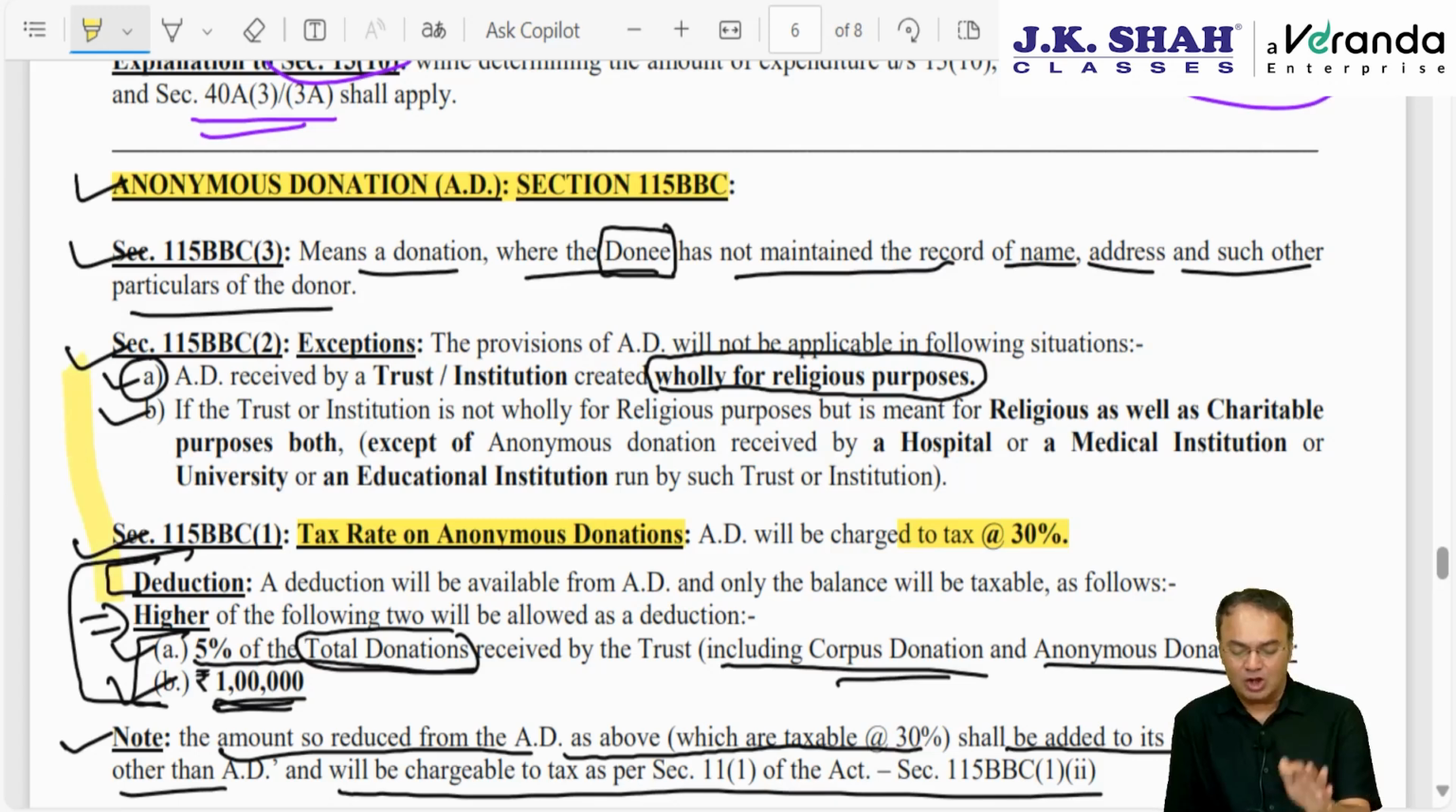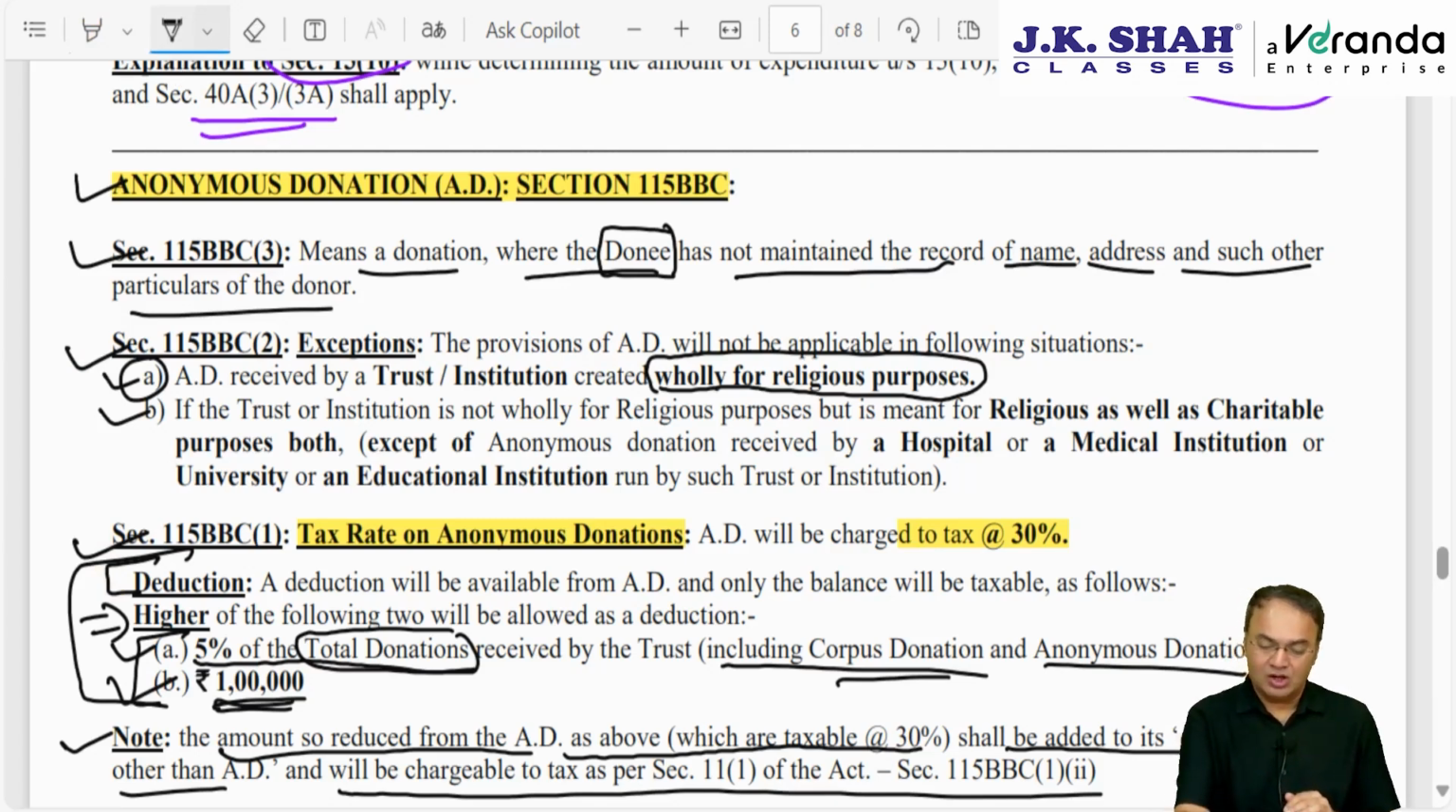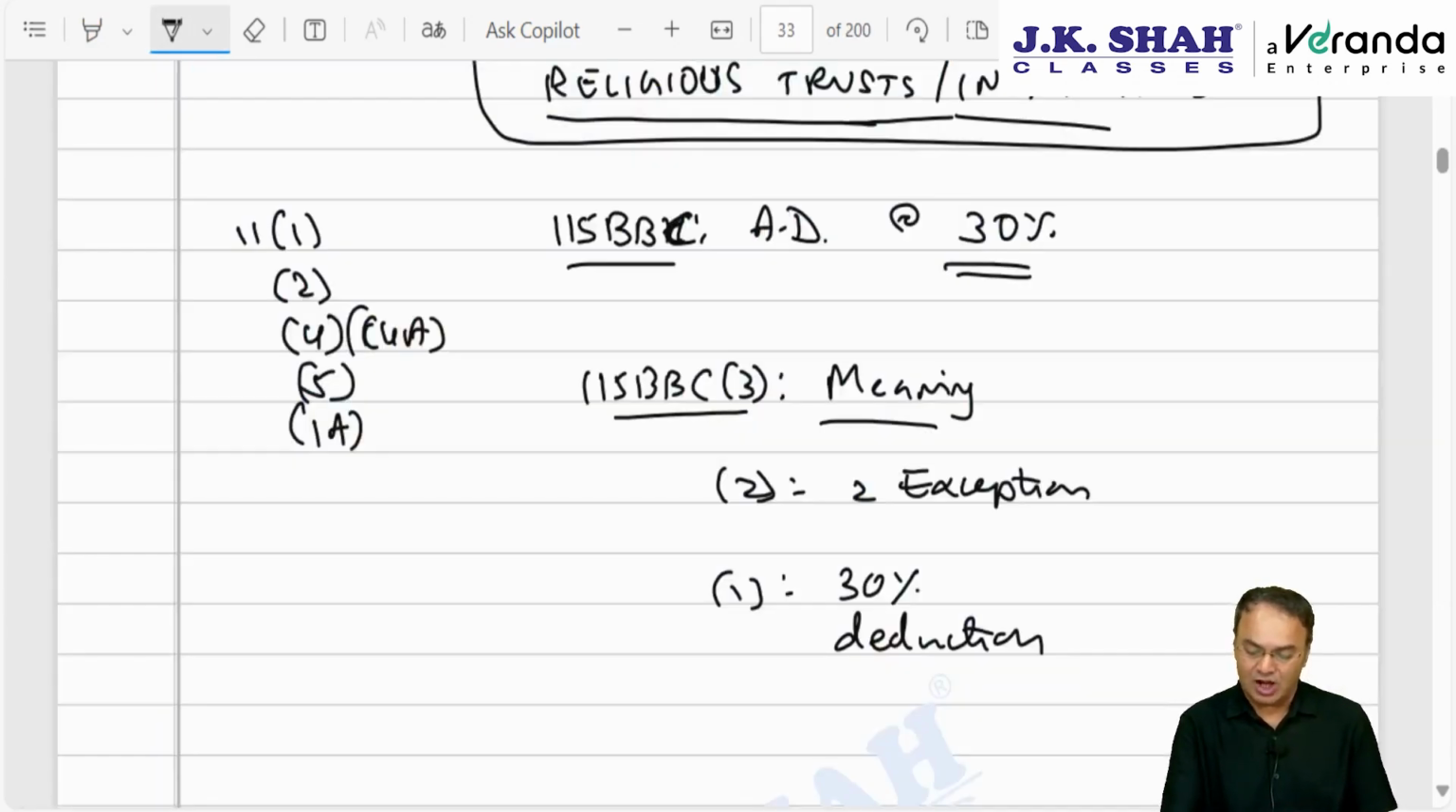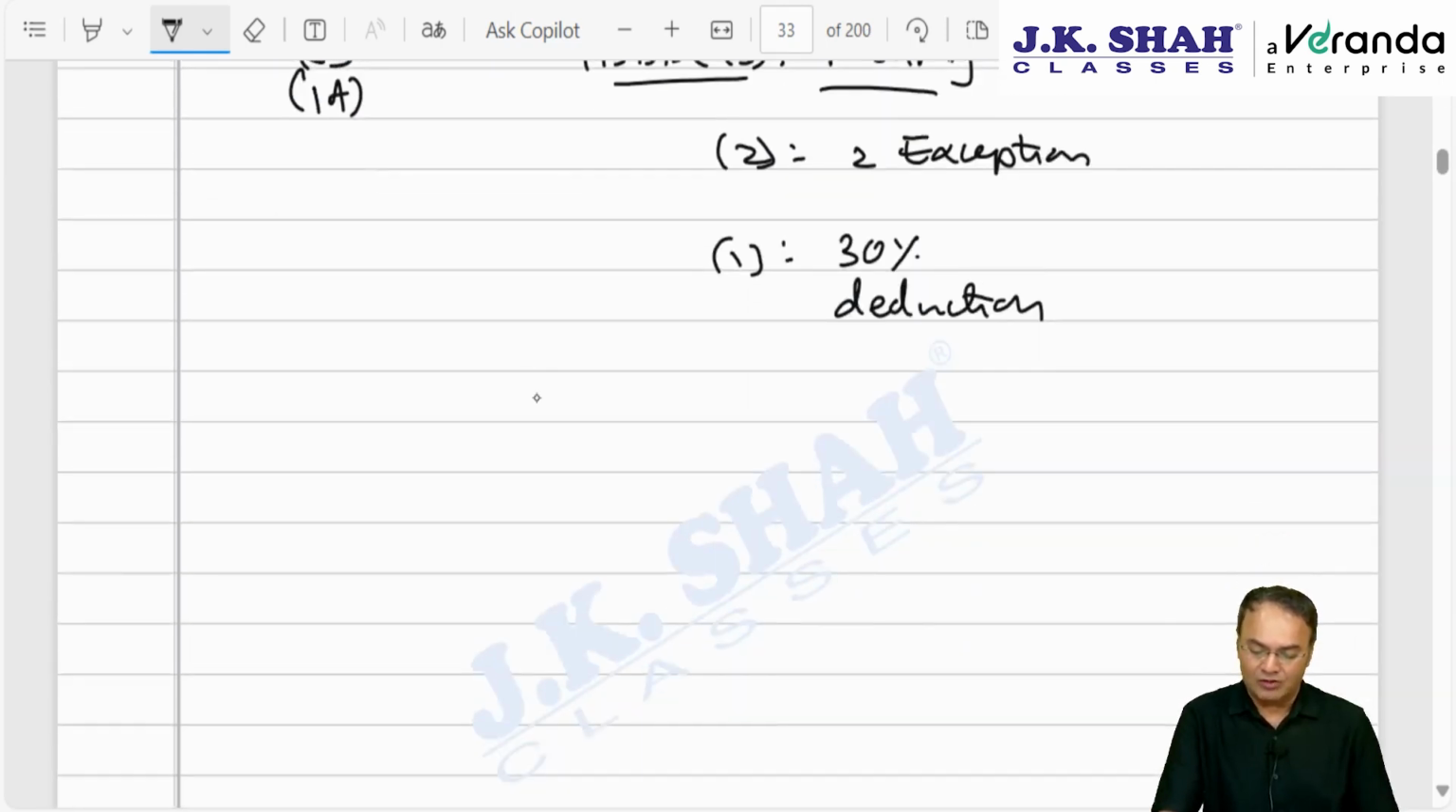It has to be there. Corpus donation will also be there, anonymous donation will also be there, and you should know how to solve it. Nowadays, the institute has started asking MCQs also. That was 115 BBC.